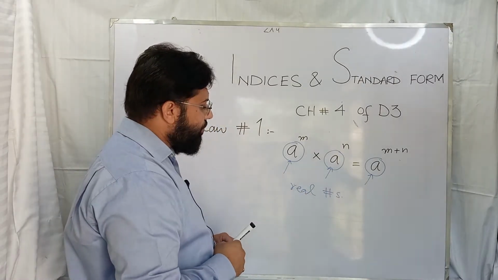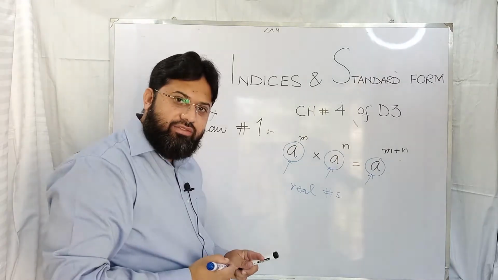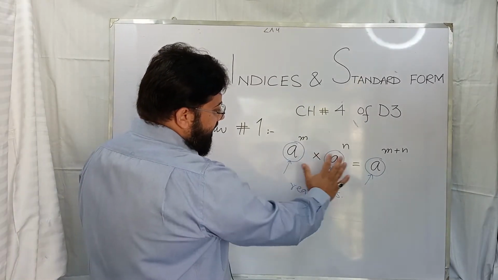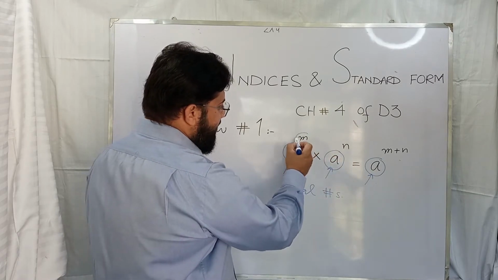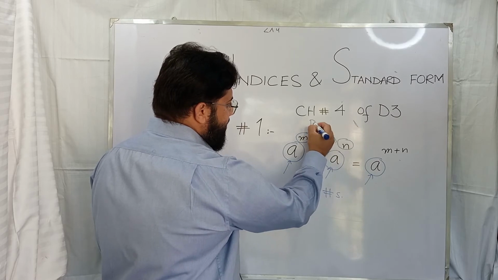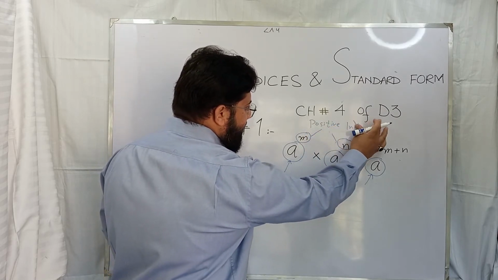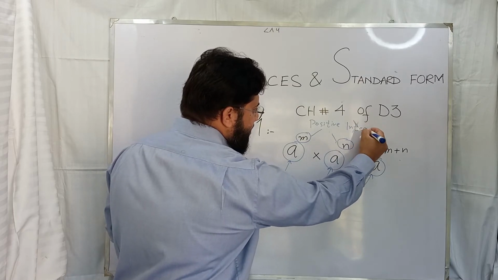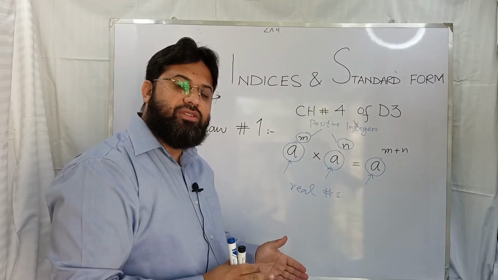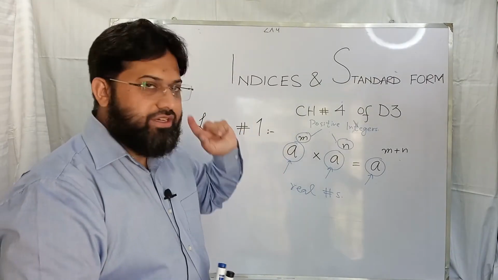That could also be a digit, that could also be positive or negative. So a is any real number, while m and n both are positive integers. At the moment we are dealing with only positive integers. That's why we will have just 5 laws in this video, because we are dealing with positive integers.